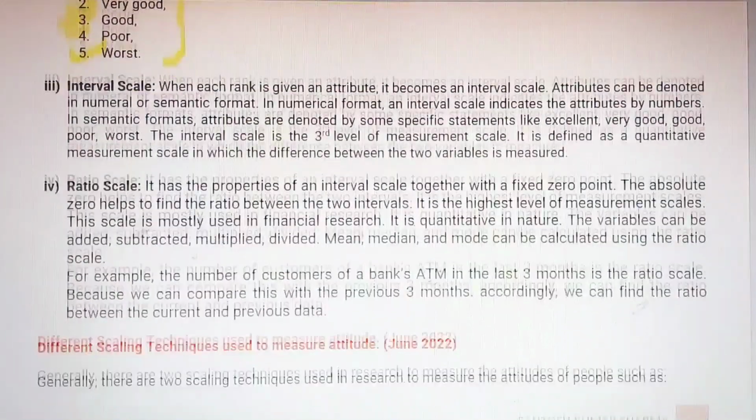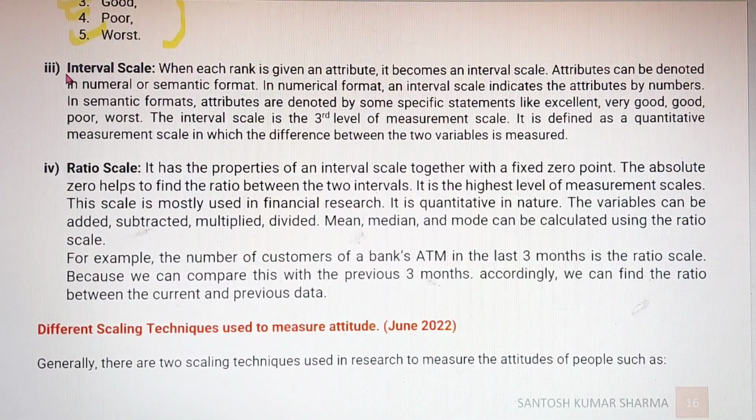In the interval scale, as the name implies, interval means the difference, and when each rank is given an attribute, it becomes an interval scale. Attributes can be denoted in numerical or semantic format. In the numerical format, the interval scale is indicated by numbers or figures, and in semantic format the attributes are denoted with certain statements like excellent, very good, good, worst, like that. So this is the third scale, and next is the ratio scale.